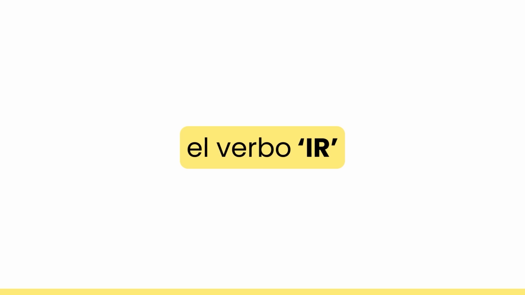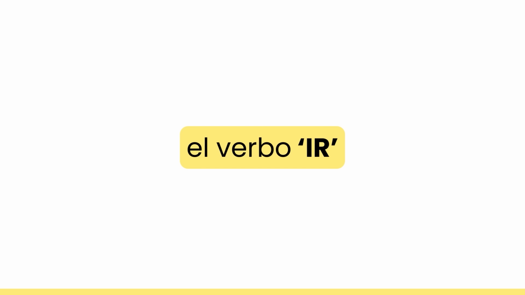In today's lesson, we are going to look at another verb lesson, a yellow verb lesson. We are going to have a look at the verb ir, which in Spanish means to go. We will look at all the different conjugations of the verb ir, to go.